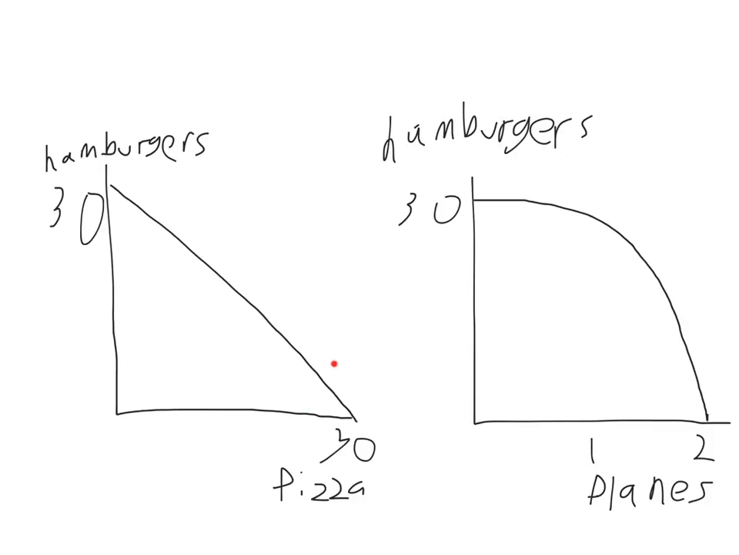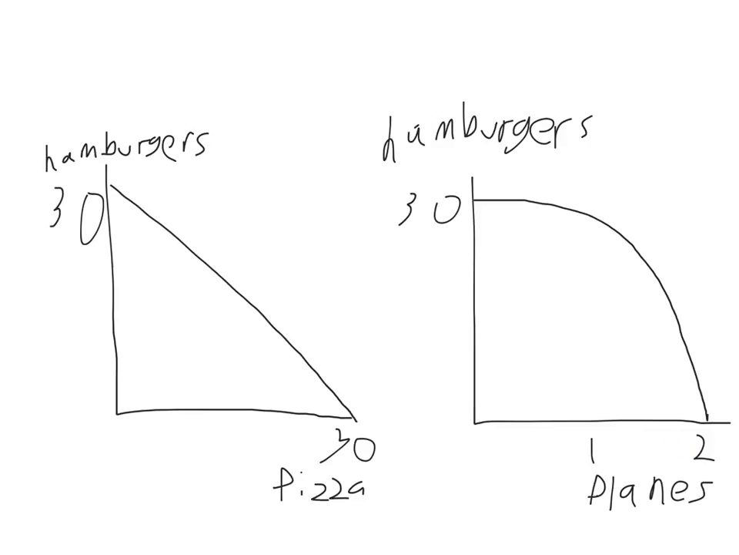Now on the other side of the spectrum, you have different workers that are working on different products that require different resources. For example, you might be able to make 30 hamburgers, but with those same resources, you wouldn't be able to make 30 planes. Planes take more resources and different workers. A fast food worker is not going to be good at making a plane.